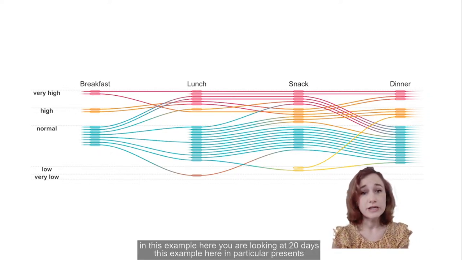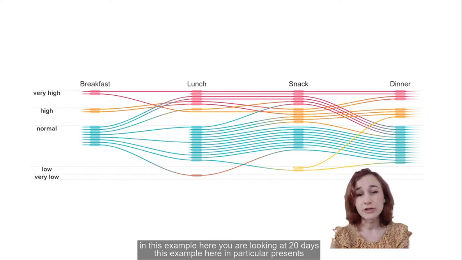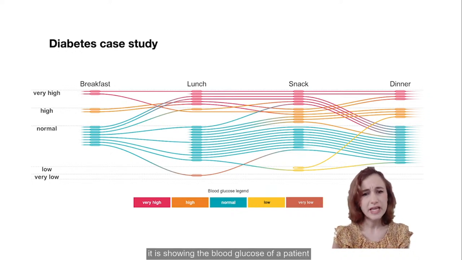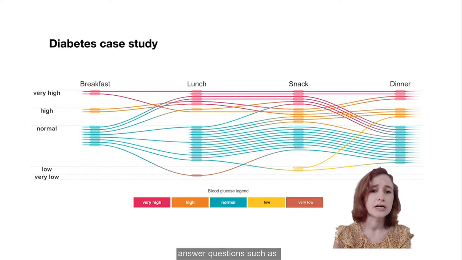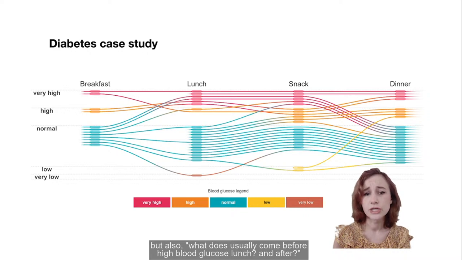In this example here, you're looking at 20 days. This example in particular presents our diabetes case study that was our main motivation to develop this visualization. It is showing the blood glucose of a patient before every meal they had in 20 days. It can help a doctor and a patient answer questions such as, what proportion of lunches in this period had high blood glucose? But also, what does usually come before a high blood glucose lunch?